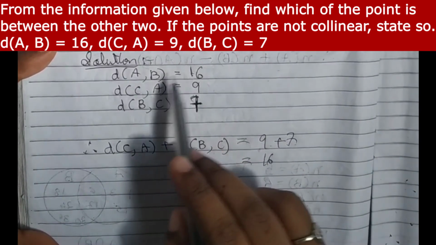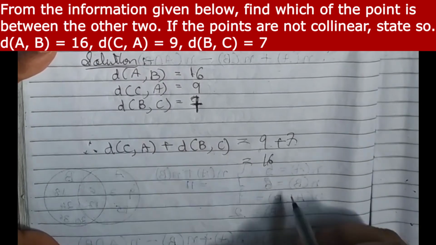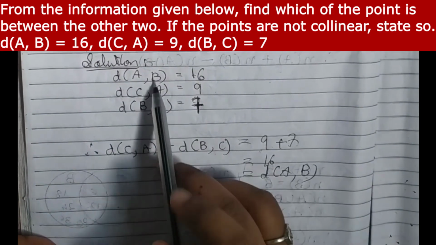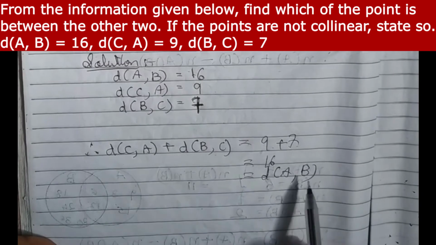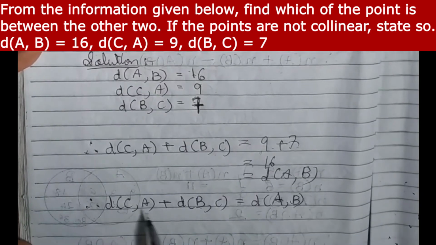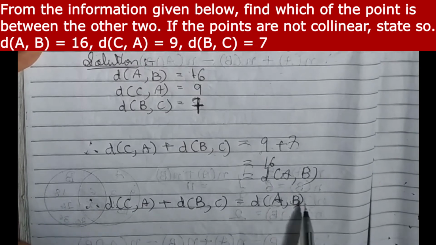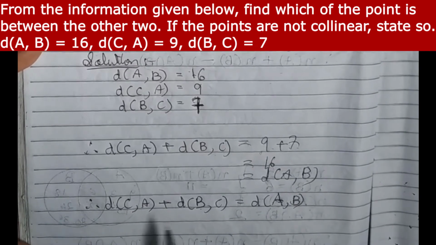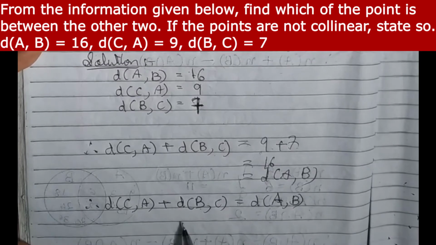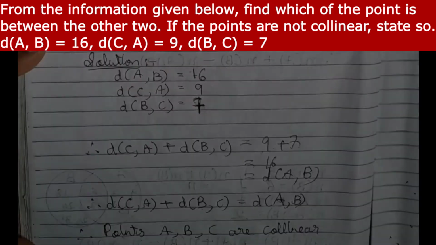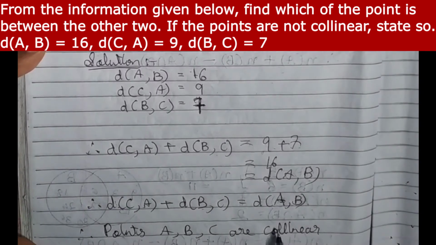So what is this 16? 16 is equal to the distance AB. Therefore, distance CA plus distance BC equals distance AB. From this we can say points A, B and C are collinear.